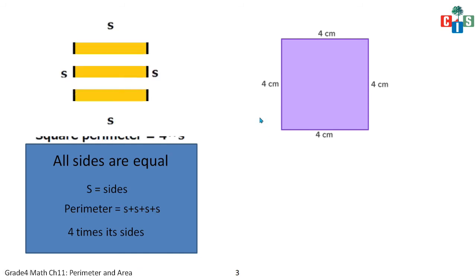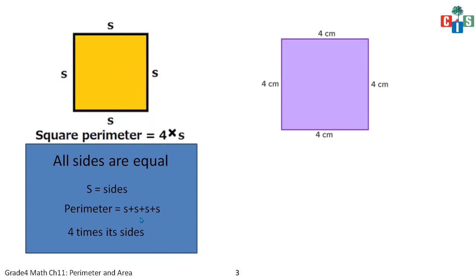So this is the formula derived for the perimeter of a square. 4 times sides means 4 multiplied by side. The side can be 4 centimeter, 10 centimeter, 100 centimeter, any unit. So the perimeter of this square will be equal to 4 multiplied by s. And what is s? s is 4 centimeter. So it will be 4 multiplied by 4 centimeter, and 4 fours are 16 centimeter.